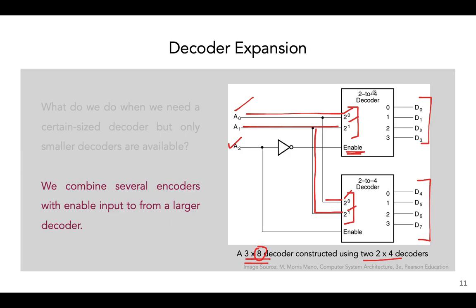These 2 to 4 decoders are getting these two inputs plus an enable, and on the outside this enable is actually our third input. And since we can't have the same enable line for both the decoders, we can use an inverter gate. So when this gets 0, this decoder gets 1, and when this decoder gets 1, this one gets 0. So this is how we design a larger decoder using a bunch of smaller decoders.